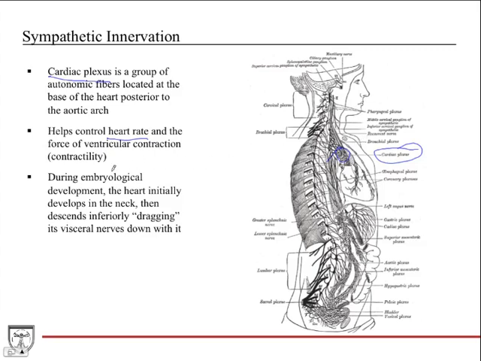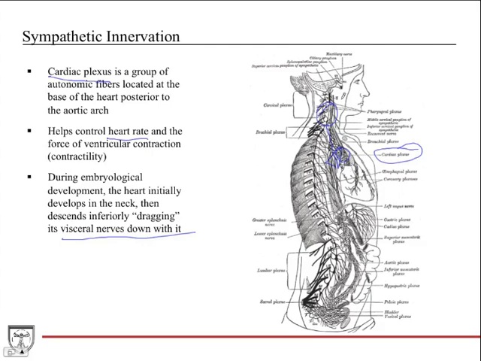Now, one thing to be aware of here is during embryological development, the heart actually initially develops up here in the neck region, and then as the embryo develops, the heart descends down to its normal location in the chest. But by doing that, it drags these visceral nerves down with it. As a result, the cell bodies, as we'll talk about in the next slide, will be in the thoracic region of the spinal cord, but the presynaptic fibers will ascend up and synapse in the cervical ganglion here, and then the postsynaptic fibers will come back down through the neck and into the heart and innervate the heart.